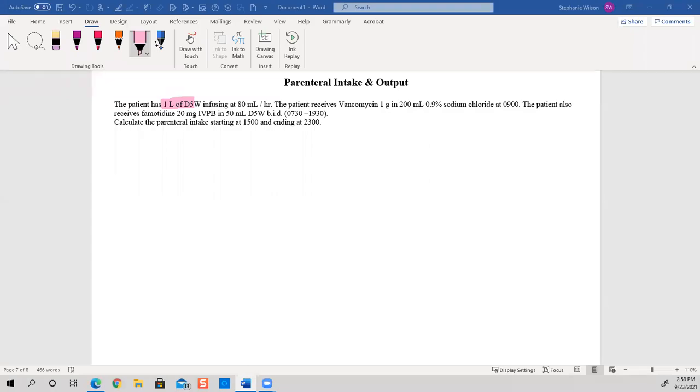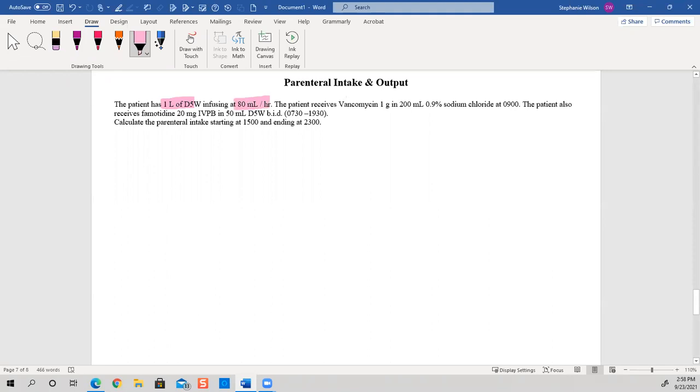Parenteral intake and output. So we have this order. The patient has 1 liter of dextrose 5% in water. So that's the IV bag. It's a 1 liter IV bag, which is 1,000 milliliters, and they're infusing it at a rate of 80 milliliters per hour.